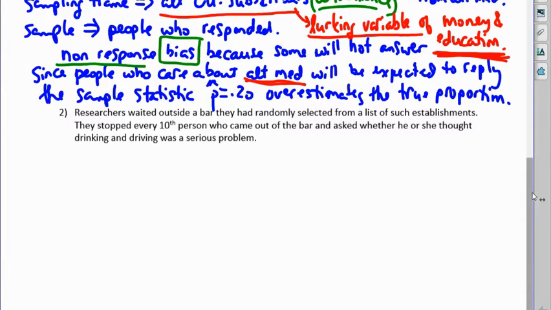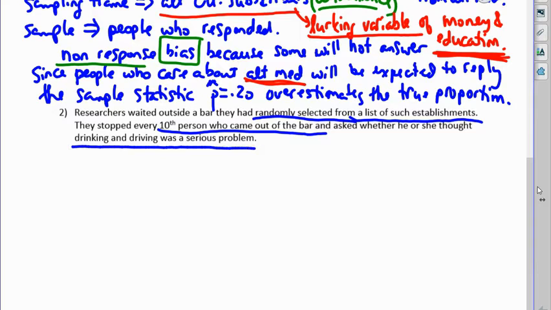Okay, this next one, we're going to wait outside a bar. It looks like we had a sampling frame, which was a list of all such establishments. So we had a list of bars, and we randomly selected a bar. Now we're going to stop every 10th person who comes out of that bar and ask them whether or not they think drinking and driving is a serious problem. So we are trying to, our population, I guess, what is our population? Is it all US adults? All adults? Or is it all adults who go to bars?